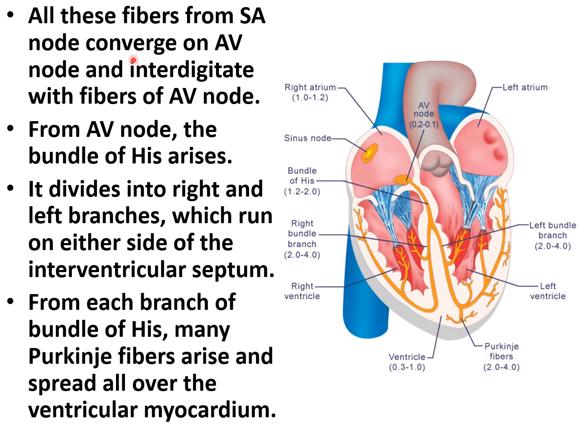All these fibers from the SA node converge on the AV node and interdigitate with fibers of the AV node. From the AV node, the bundle of His arises, and it divides into right and left bundle branches, which run on either side of the interventricular septum. From each branch of the bundle of His, many Purkinje fibers arise and spread all over the ventricular myocardium.